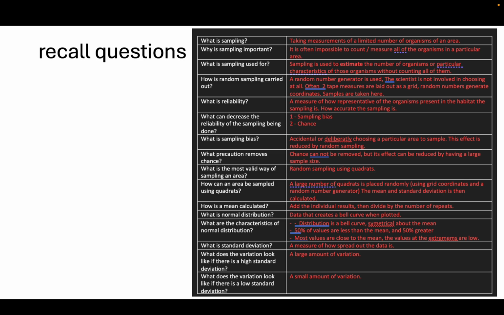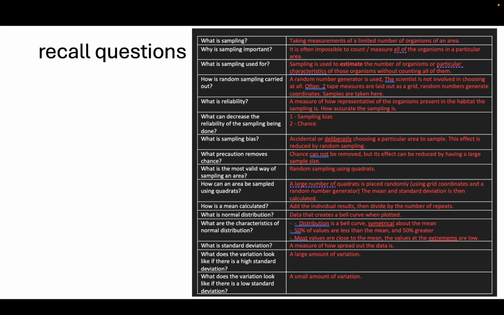the coordinates. Reliability is a measure of how representative of the organisms present in the habitat the sampling is, and how accurate the sampling is. Sampling bias and chance can reduce the reliability of the sampling being done, and sampling bias is where you accidentally or deliberately choose a particular area to sample, and this is reduced by random sampling. You cannot remove chance, but you can reduce its effect by having a large sample size, which I showed you visually previously using the graphs.